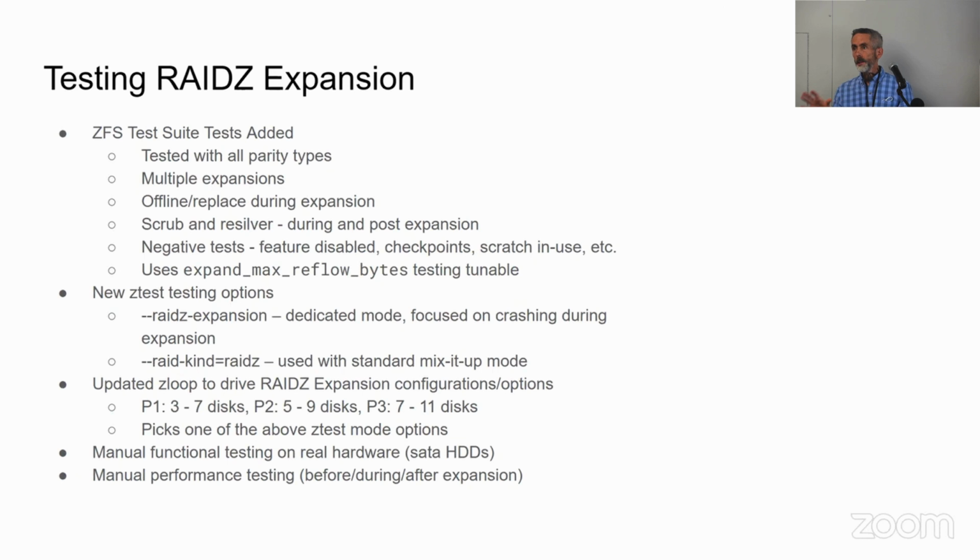And then to get coverage across all the different parities and sizes of disk, we run it with a script called zloop, which will run Z-test continuously, throwing in a new configuration each time. Hey, let's try D-RAID, and run a D-RAID run, and we'll do mirrors, RaidZ. And so I added expansion to that mix, so we can do various runs against all the different configurations, to make sure we didn't miss anything. And then finally, we did manual testing, basically testing it myself with real hardware.